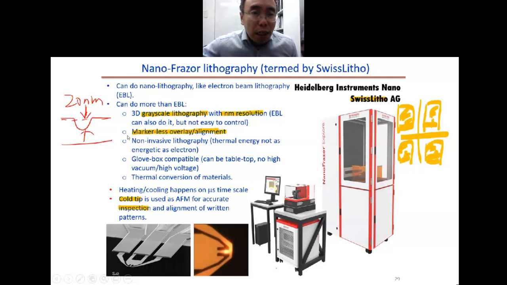But for this process, you do not need to make any alignment mark because you can do the imaging. When you do the imaging, you know where the pattern is. If you know where the pattern is, then you know where to put the pattern.